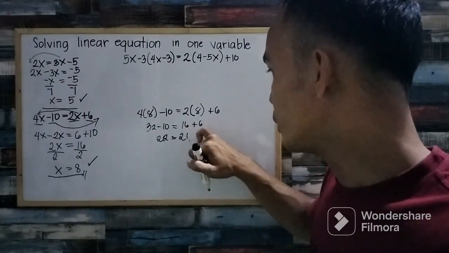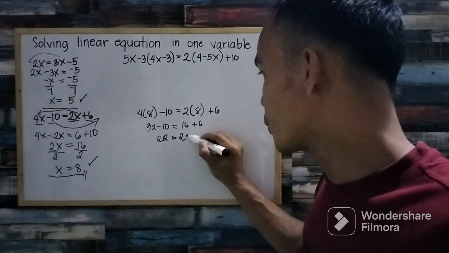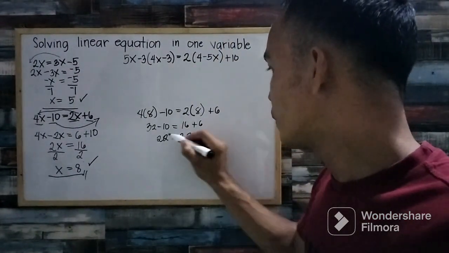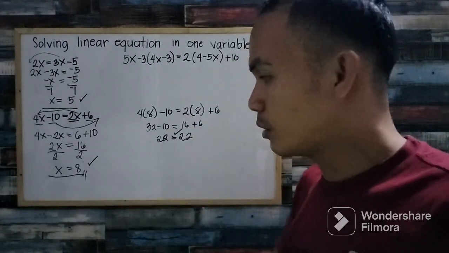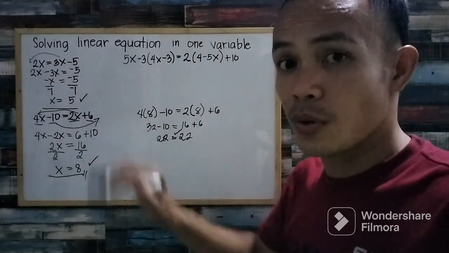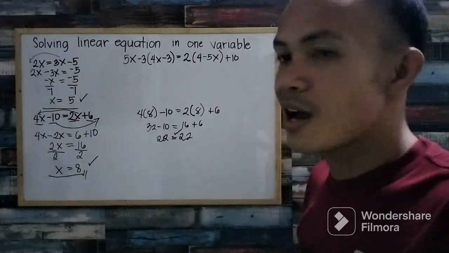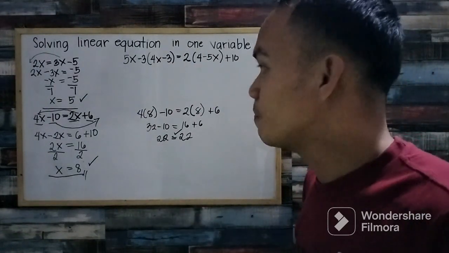Sorry, it's 22. So 16 plus 6, that is 22. So 22 is equal to 22. So meaning number 8, or x, which is equal to 8, is the solution of our equation. Okay, so that is how you are going to find the value of x in our equation.